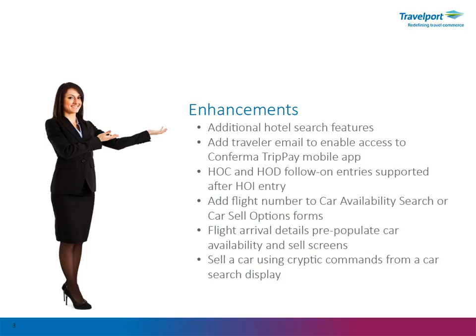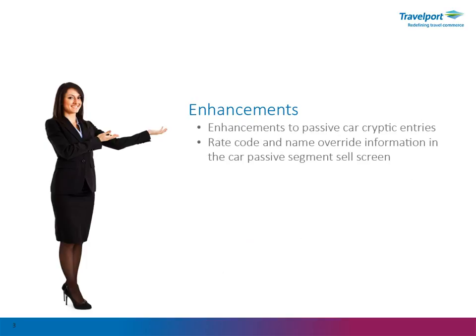With increased compatibility with cryptic formats, you can sell a car using cryptic commands from a car search display. You can also use optional fields that follow on from the basic entry to show as much information as possible in the car segment of the PNR. You now have the ability to enter both the rate code and name override in the car passive segment sell screen, in addition to up to 3 lines of remarks.